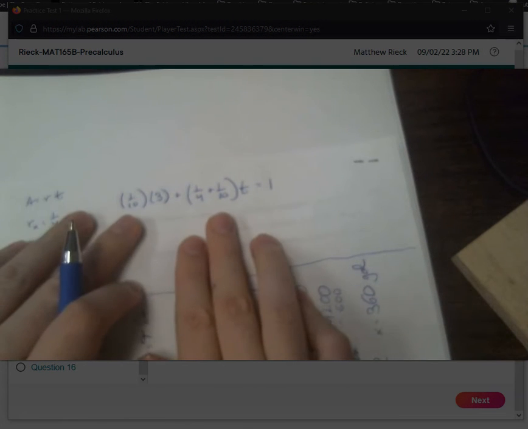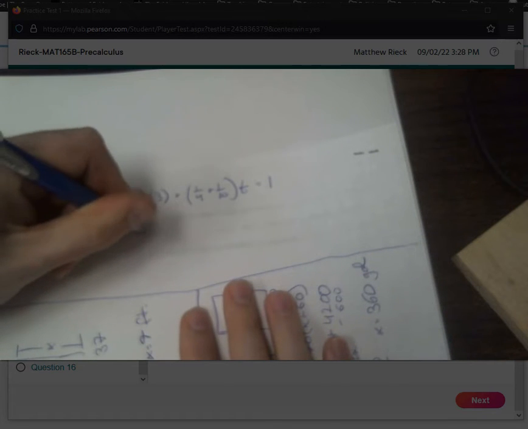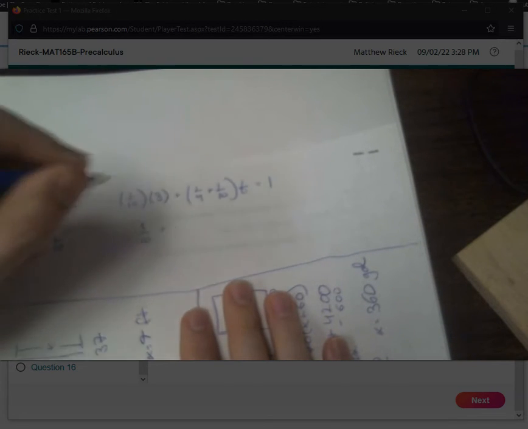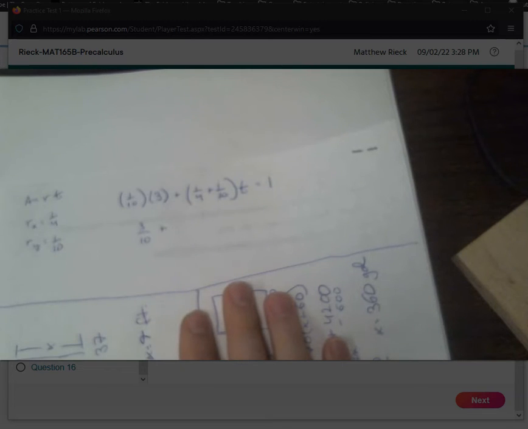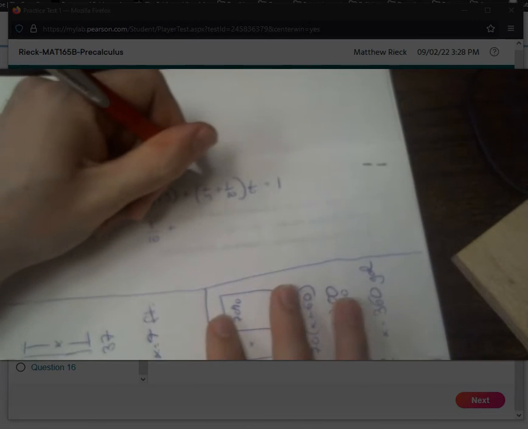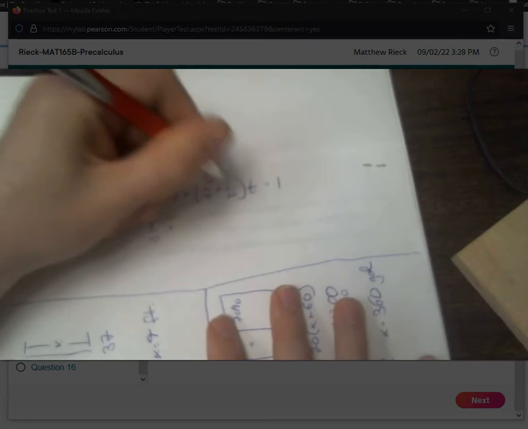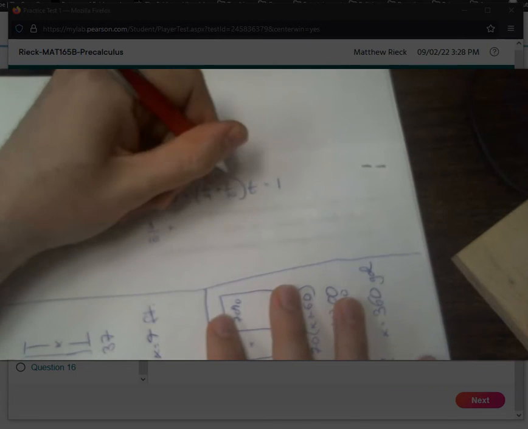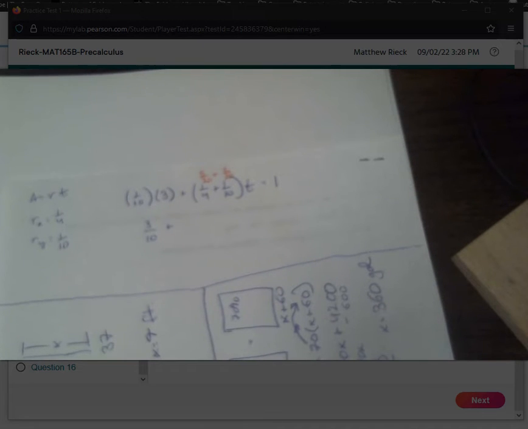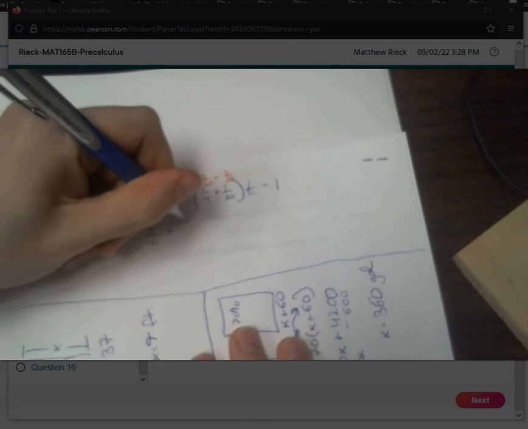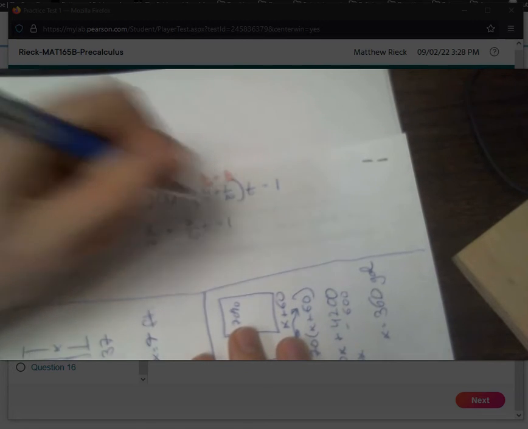So this is my equation here. You have 3/10 plus, we have a common multiple of 20. So 1/4 is going to be 5/20, and 1/10 is going to be 2/20. So we have plus 7/20 times t equals 1.